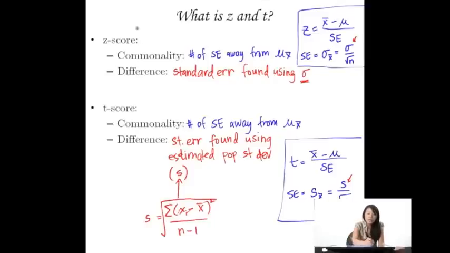So one thing you should know is that the z-score is less variable, and the t-score is going to be more variable. And that's going to come into bear on why we use which one.